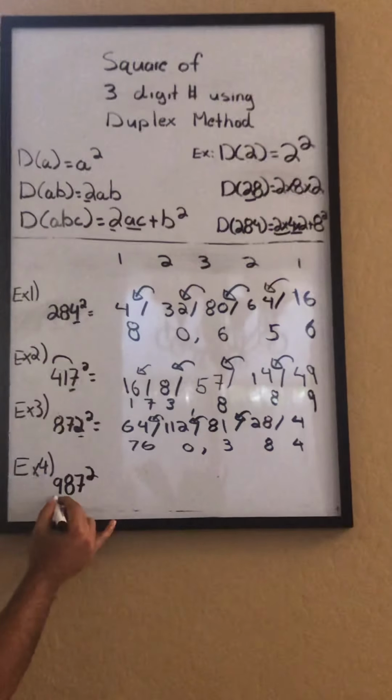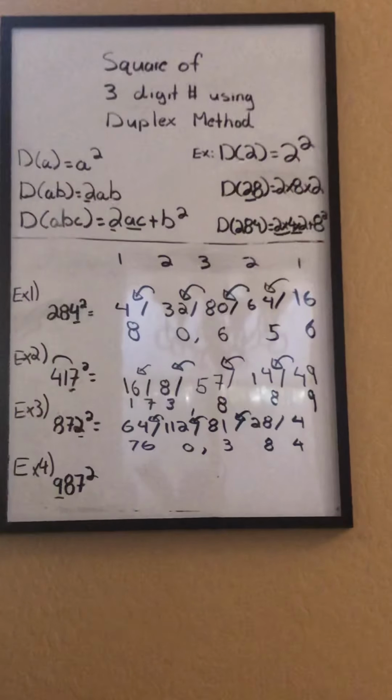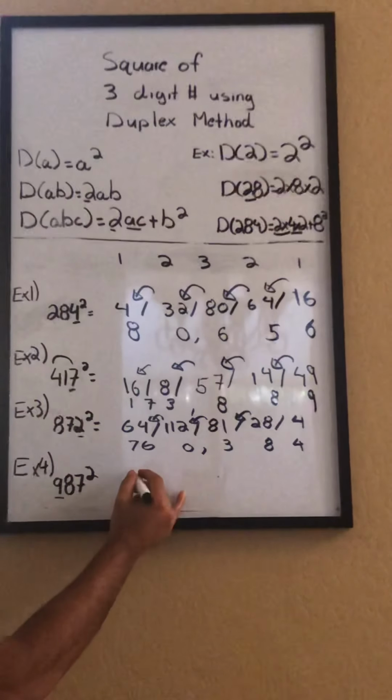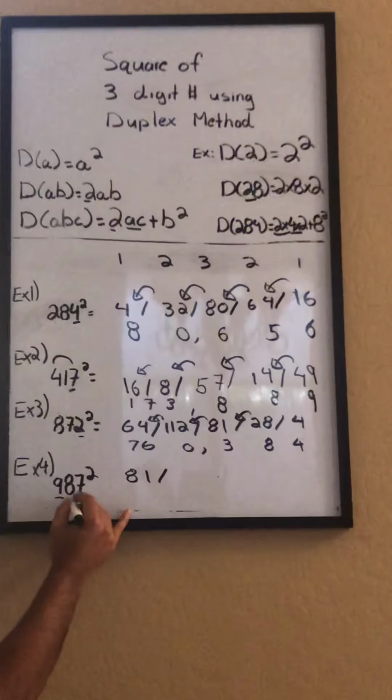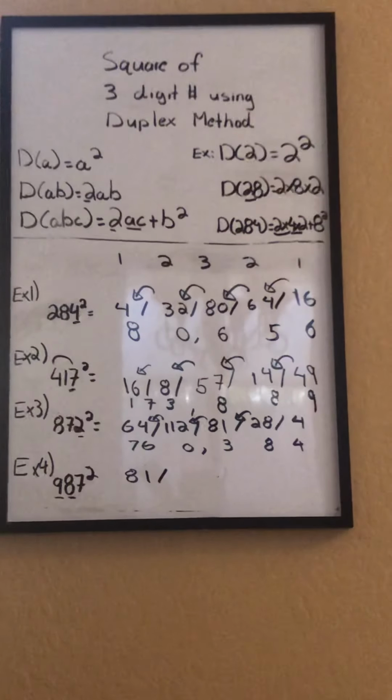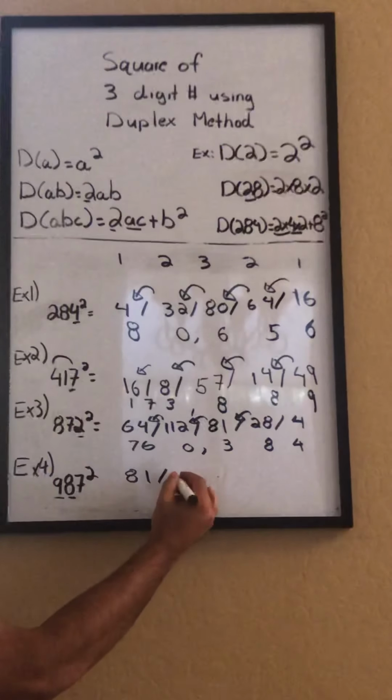Let's do our last example, okay? So I start at the left. The duplex of 9 is equal to its square. 9 times 9 is 81. Good. Now we move over. What's the duplex of the left two numbers? 9, 8. It's equal to 9 times 8 times 2. 9 times 8 is 72. 72 times 2 is 144.